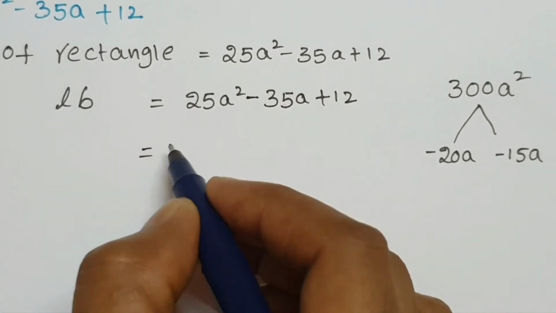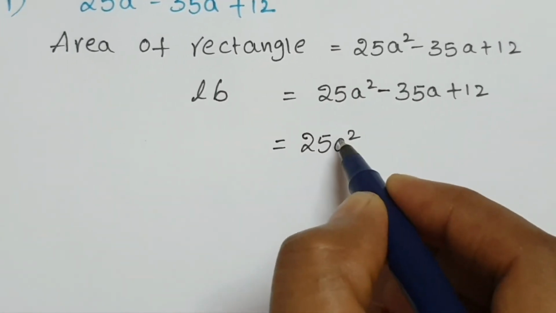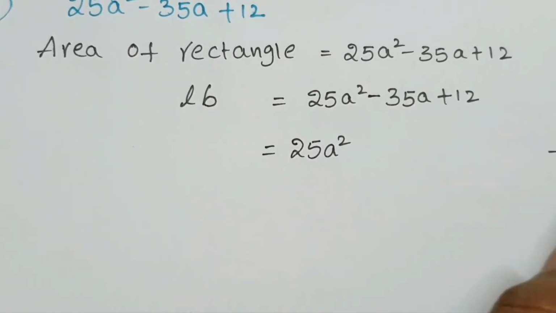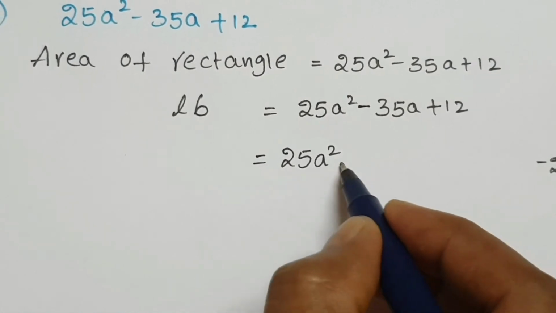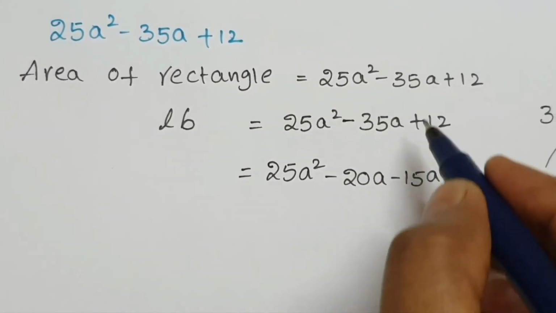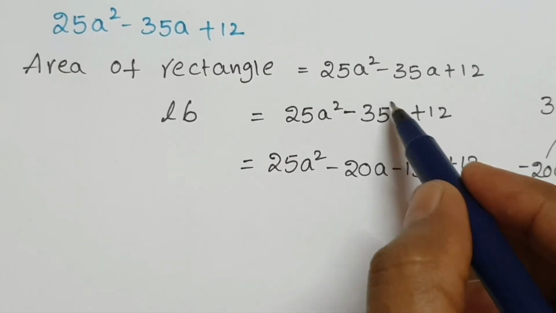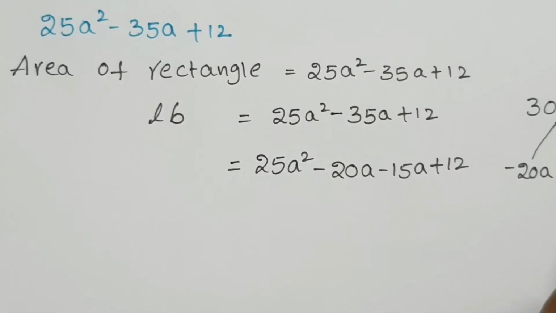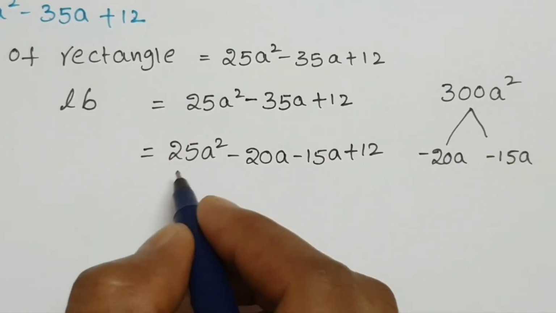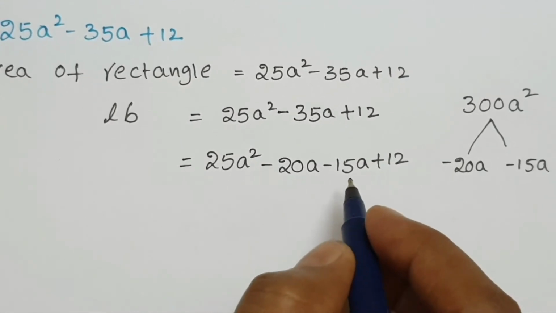Here length into breadth equals: write the first term as it is, 25a square, and in the middle place write these two numbers, minus 20a minus 15a. Got it? The last term as it is, plus 12. In the middle of the term write these two numbers. Again, now take any number common from the two-term groups.